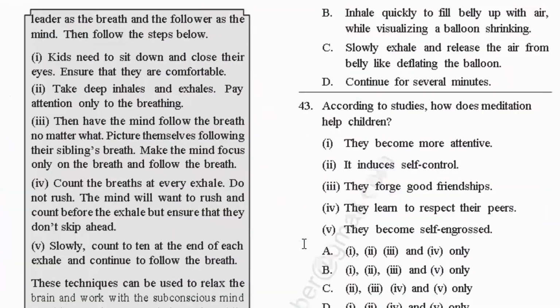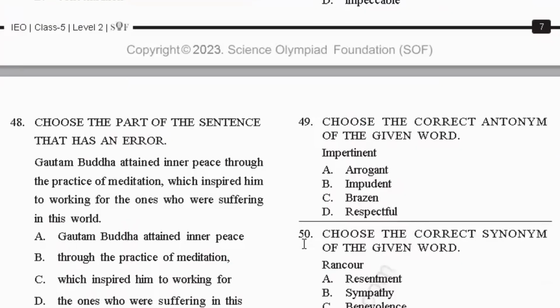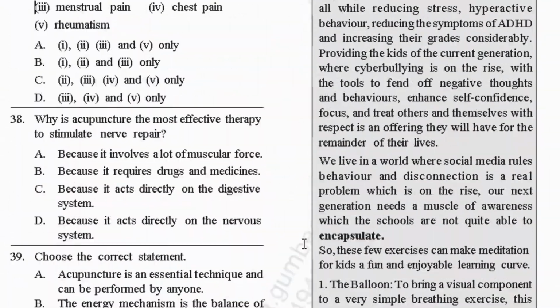Each question in this section also carries 1 mark. Then, the last section of this paper is called the Achievers section. In this section, you will again get questions from grammar and vocabulary, but you will get 3 marks for each question. So be careful while attempting this Achievers section. Let's go back to our first section, word and structure knowledge.